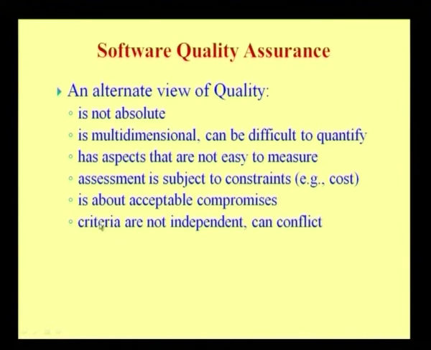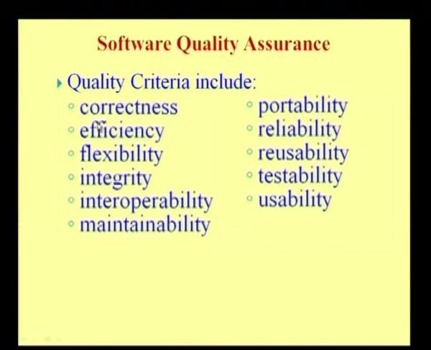So, the other criteria of quality are not independent and can conflict. Some of the quality criteria as part of this quality assurance include correctness of product development, efficiency of product development, flexibility, integrity, interoperability, maintainability, portability, reliability, reusability, testability and usability.